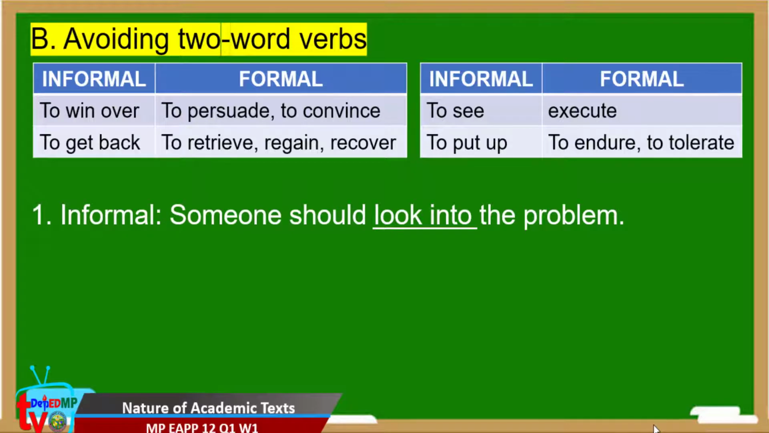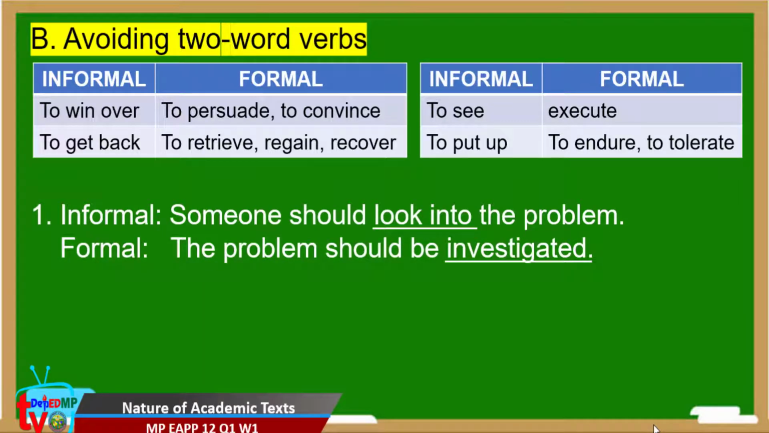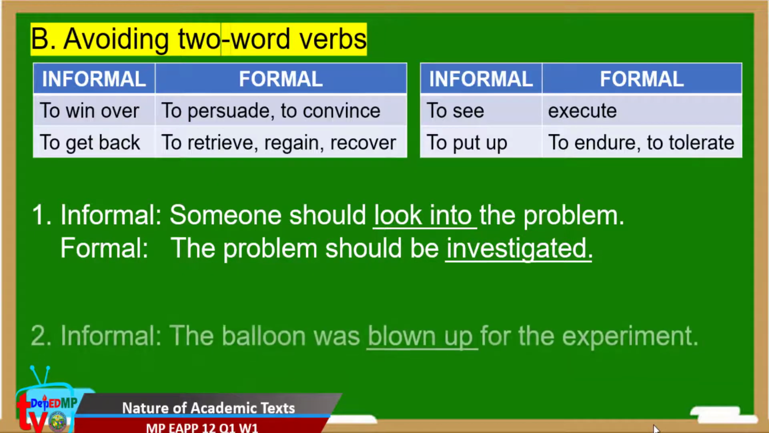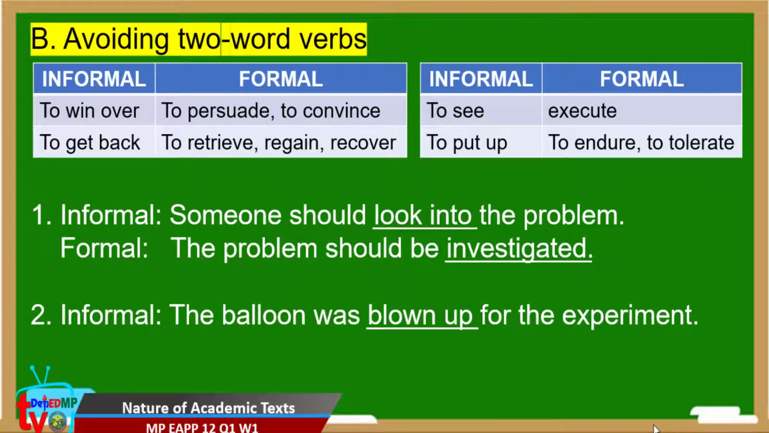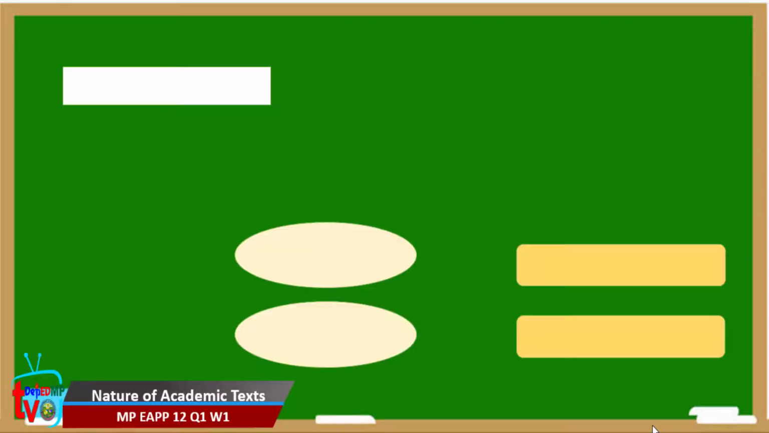We have here sentences wherein the informal two-word verbs were replaced with their formal equivalent. Okay, so we have here an informal sentence: Someone should look into the problem. Formal: The problem should be investigated. Second, informal sentence: The balloon was blown up for the experiment. Formal: The balloon was inflated for the experiment. Can you see the difference?